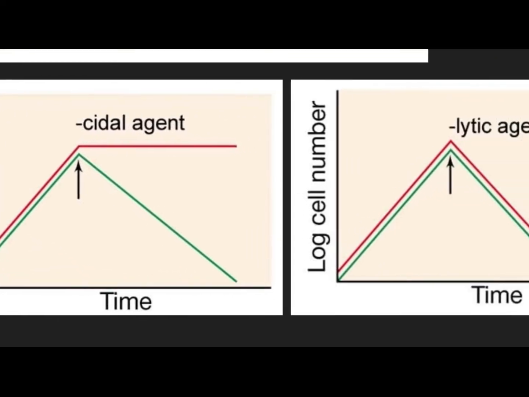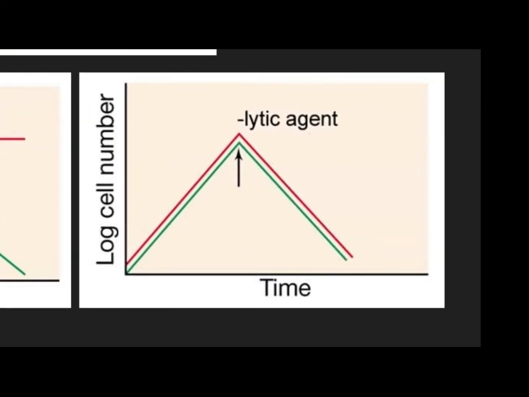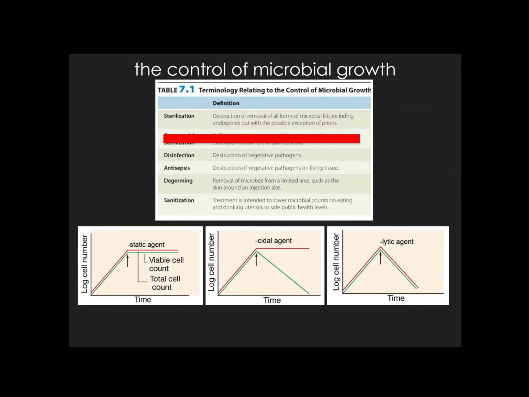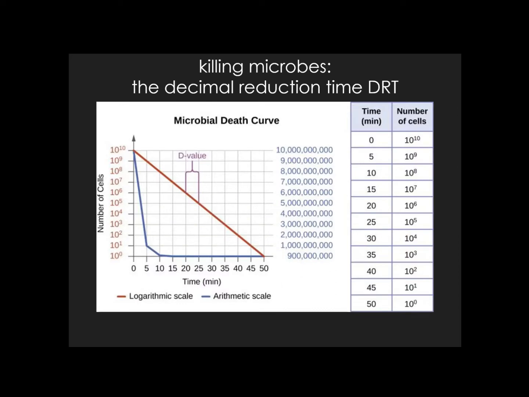And then finally on the right-hand side, we have a microbilytic agent. So whereas static agents cause stasis of the population and cidal agents kill the population, lytic agents lyse the members of the population. So at the addition of the microbilytic agent, not only do the cells die, but the drastic reduction in the total cell count tells us that all of those cells die because they're being lysed. So as we're looking at different disinfectants and antiseptics and different methods of control, we want to be considering whether or not they are static, cidal, or lytic agents.